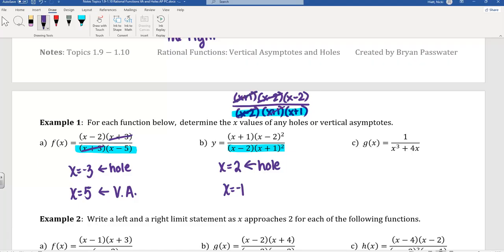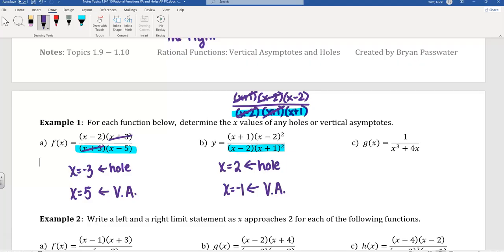I can do the same with my x plus 1's. I can cancel an x plus 1. Do I still have an x plus 1 in the denominator? Yes. So that means that I have a vertical asymptote at that point. If your factor remains in the denominator even after canceling, that is a vertical asymptote. If that factor does not remain, then you're talking about a hole.